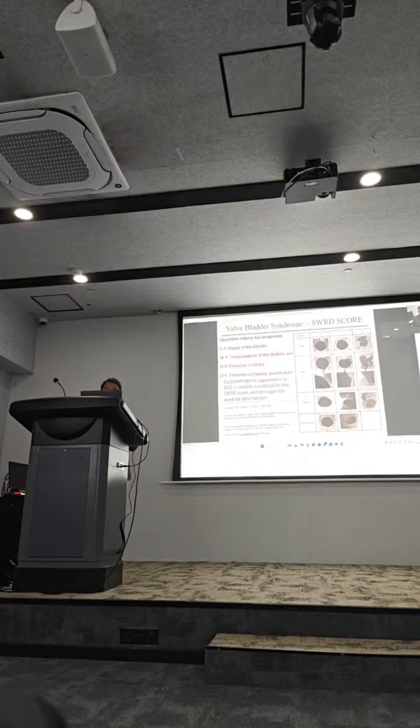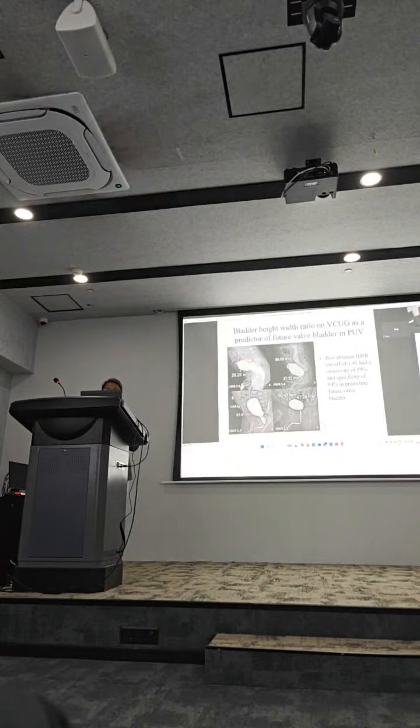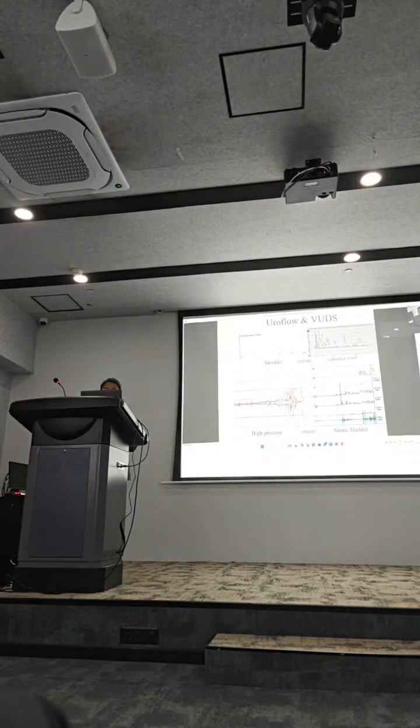So depending upon the shape of the bladder, the trabeculations and the presence of reflux and diverticulum, the severity can be scored. We have also introduced the bladder height width ratio on voiding cystourethrogram as a predictor. If the bladder height width ratio after fulguration is still high, they have a very high risk of developing a valve bladder. On the other hand, in many patients, the bladder contour improves after the valve fulguration. In those patients, they have a very good bladder outcome.